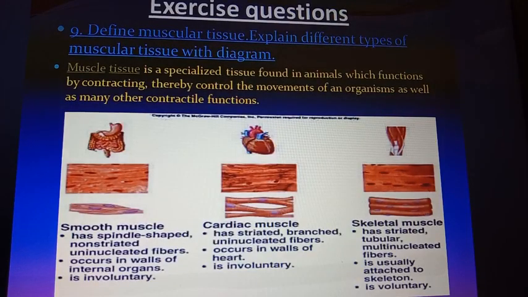Next question, define muscular tissue. Explain different types of muscular tissue with the diagram. So what is the definition of muscular tissue? Muscular tissue is a specialized tissue found in animals which functions by contracting, thereby controlling the movements of an organism, as well as many other contractile functions.